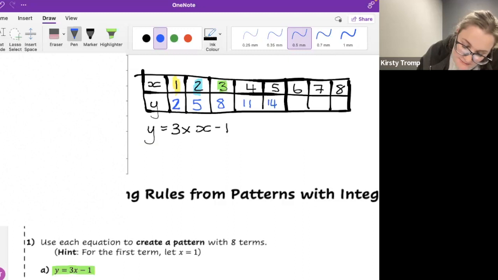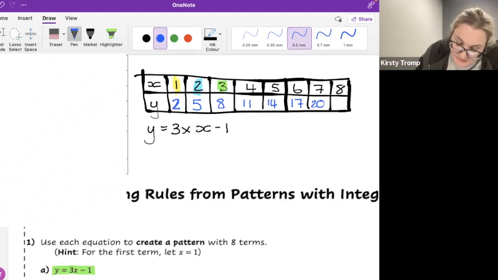Can we finish it off? What's number 6? 3 times 6 is 18, minus 1 is 17. Fantastic. And number 7? 3 times 7 is 21, minus 1 is 20. Well done. And last one, let's go.